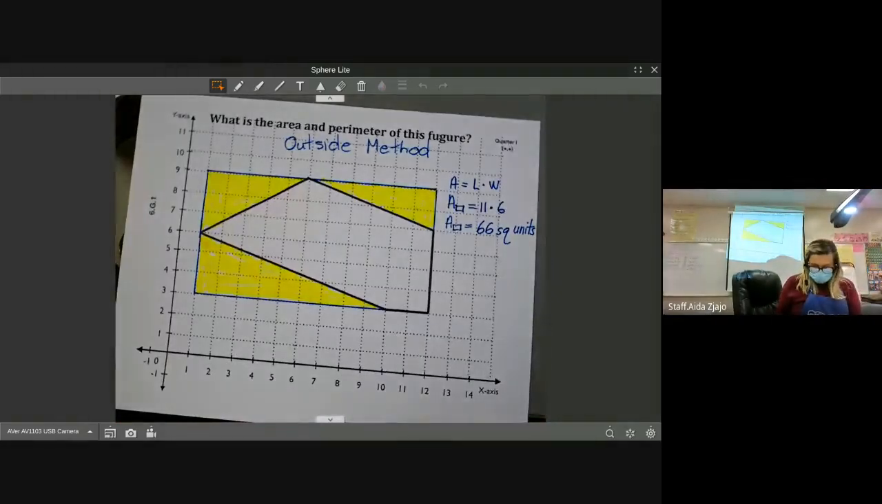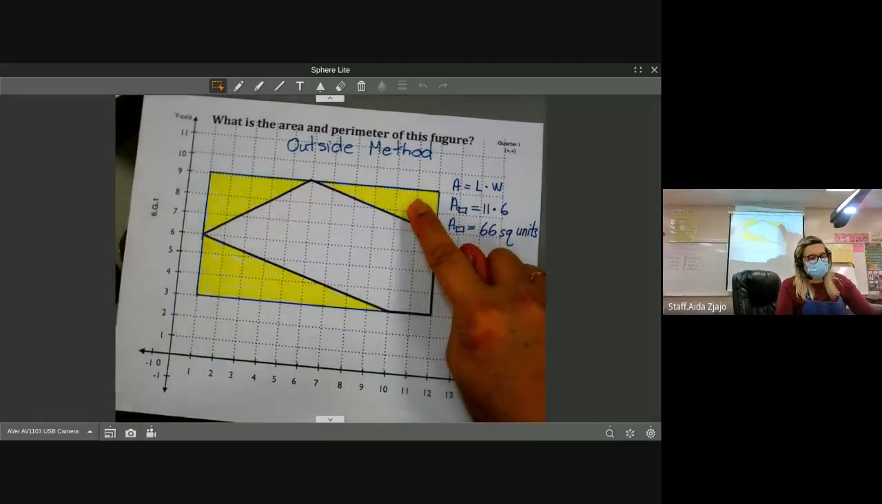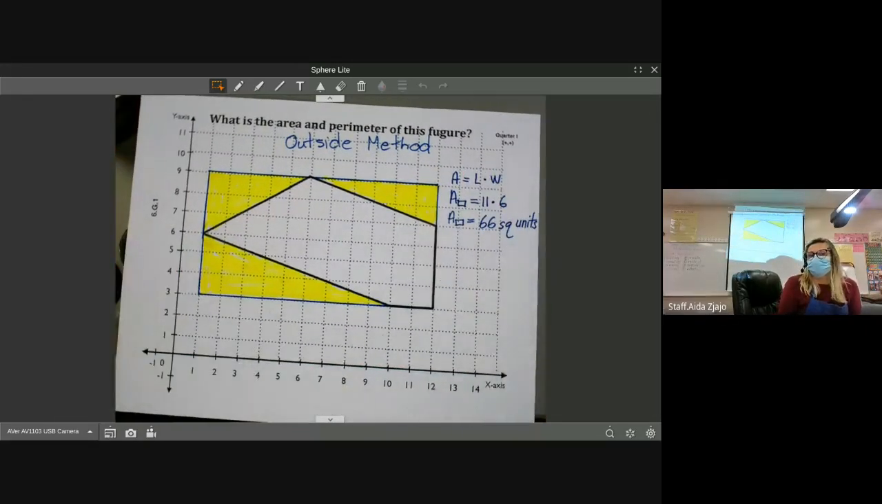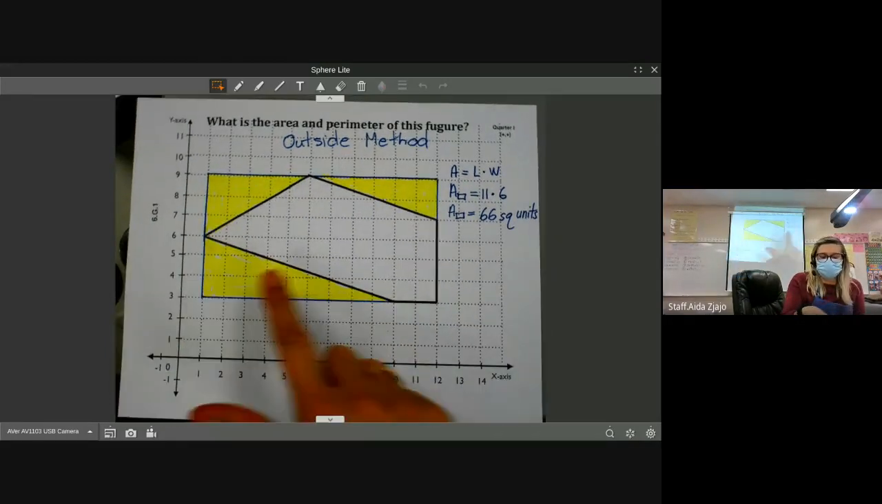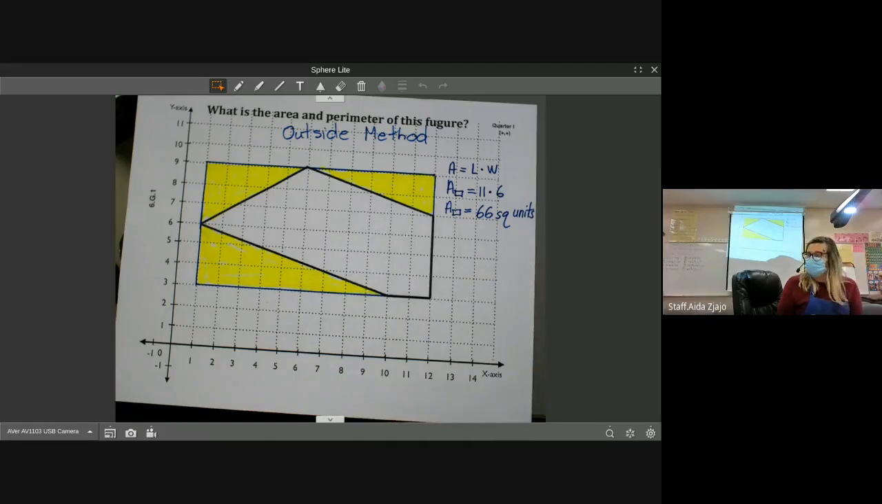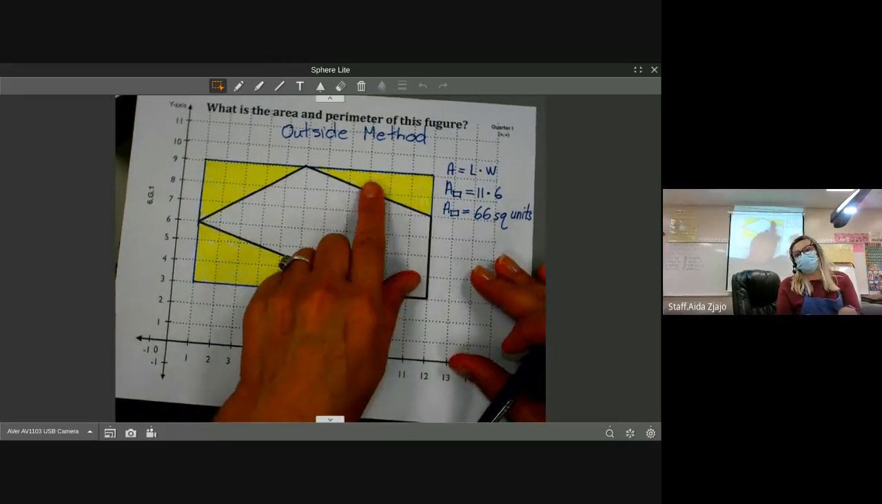Okay. But I have one problem now. I need to figure out how much is this triangle, this triangle, and this triangle, in order to be able to take away these parts from the 66. We can find out the whole. So what can I do to help myself?